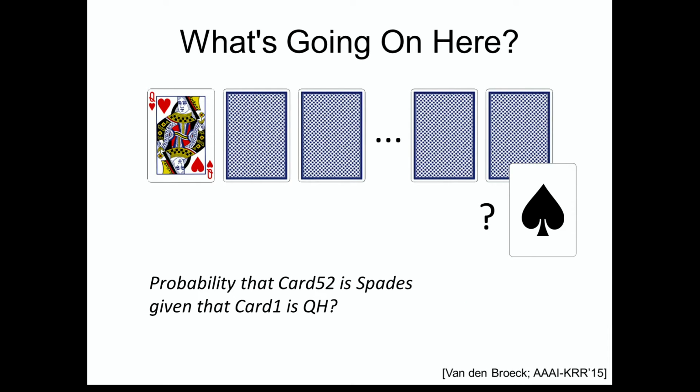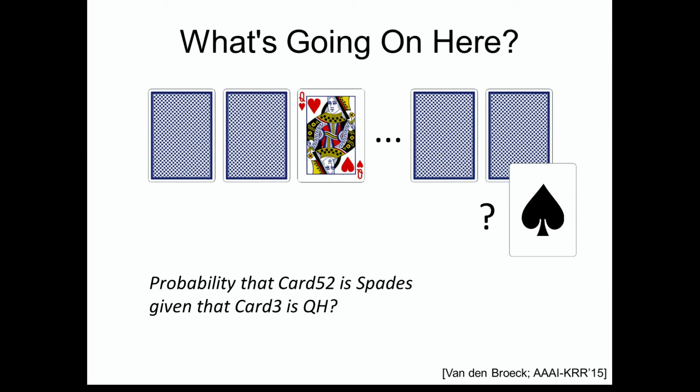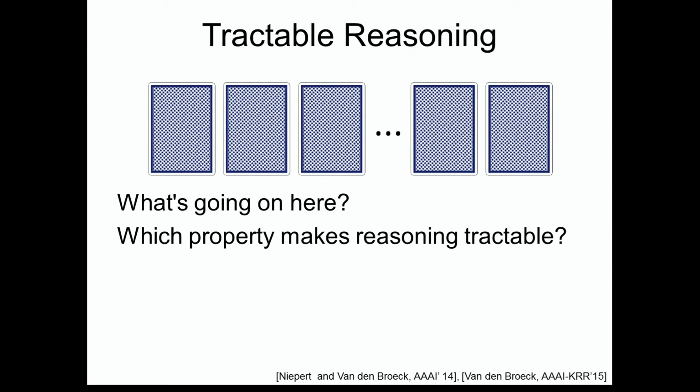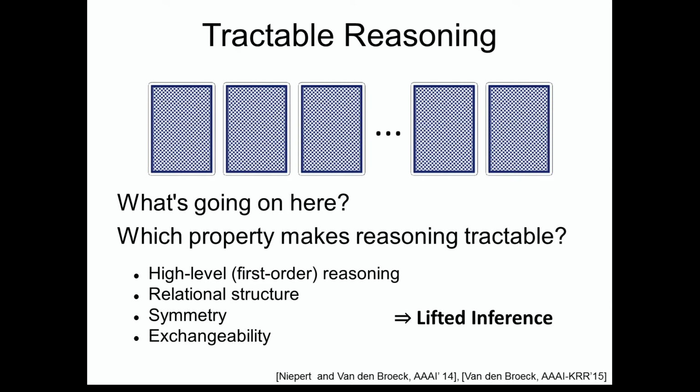Okay, so what's going on here? Why is this an easy problem for us and not for these general purpose algorithms? Well, the reason is that if I ask this query for the first card being the Queen of Hearts, or for the second or the third one, I always get the same probability, right? So what you really have here is some additional property, which you could call some high-level reasoning. You don't reason about every card individually, you reason about them as a whole group. There's relational structure because you can say that there are entities and relationships between them, and this is how you see the world when you solve this problem.